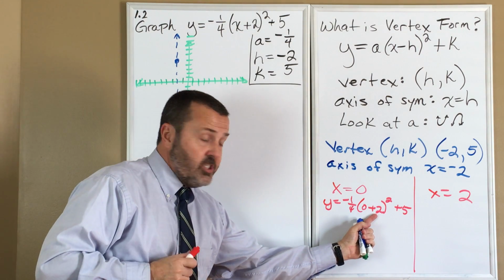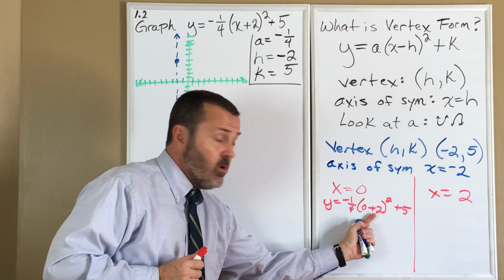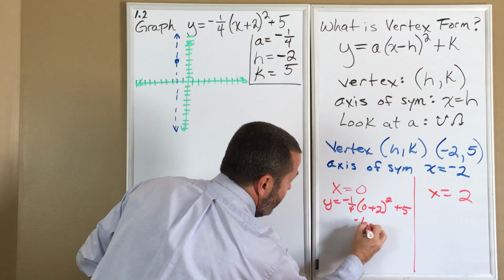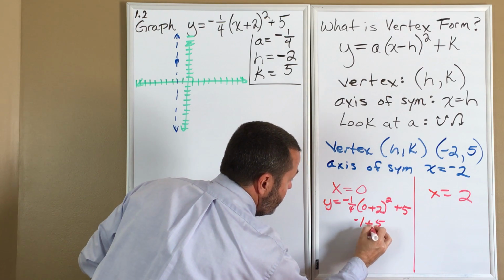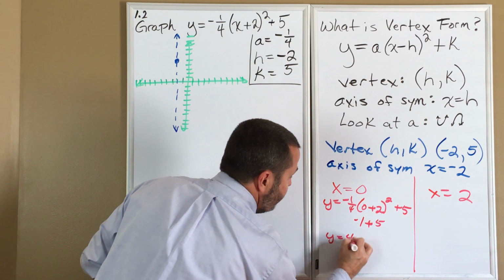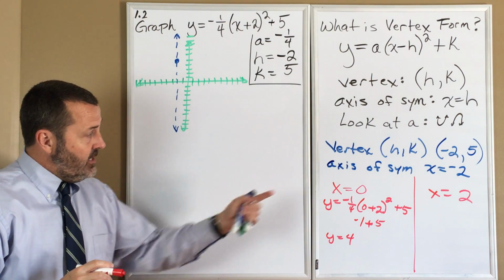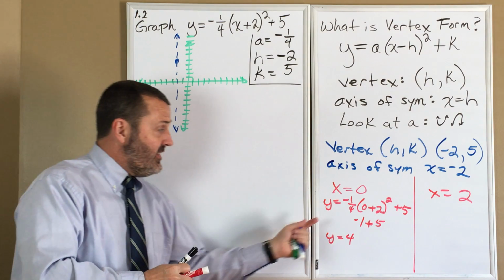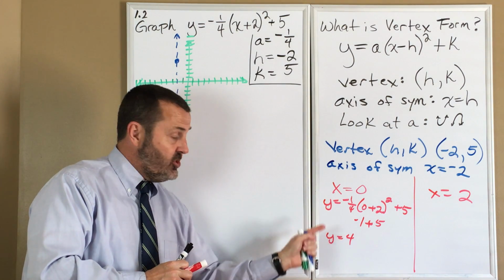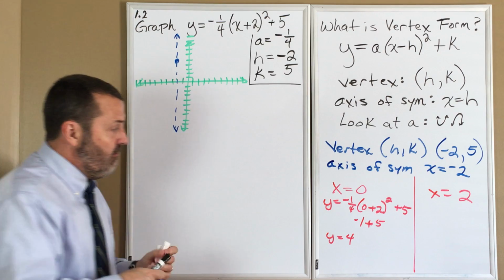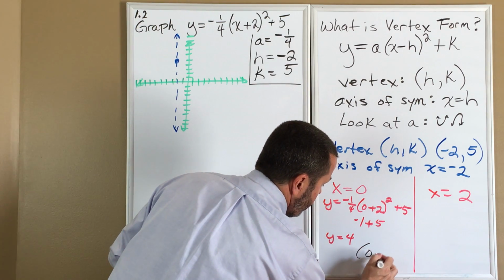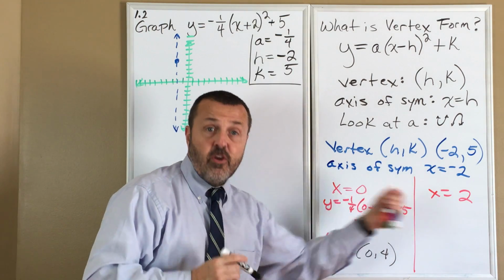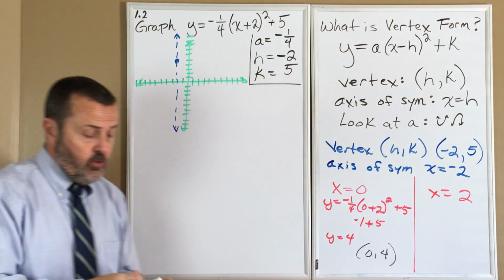All right, 0 plus 2 is 2. 2 squared is 4. 4 times negative 1/4 is negative 1. So we have negative 1 plus 5, so our y value is 4. What we did was pick another point, x equals 0, plugged it into that function, and did the computation. Now we have (0, 4). Our second value that we chose was x equals 2.